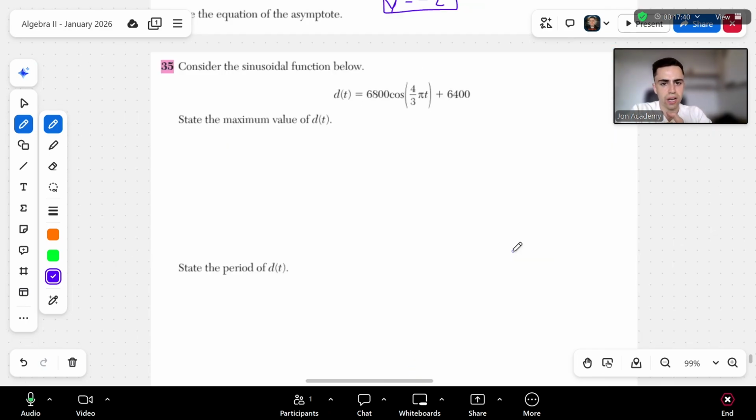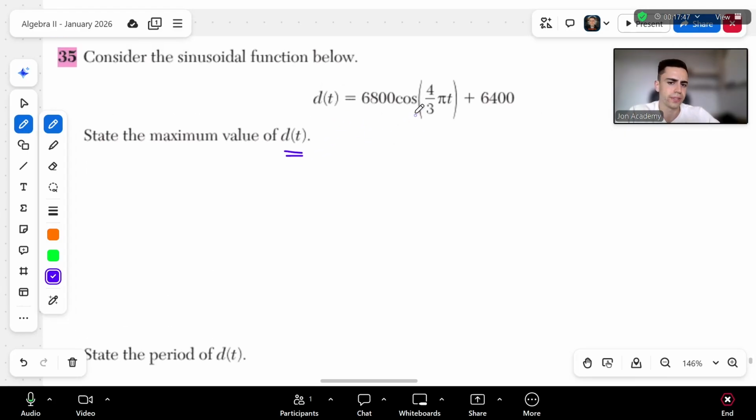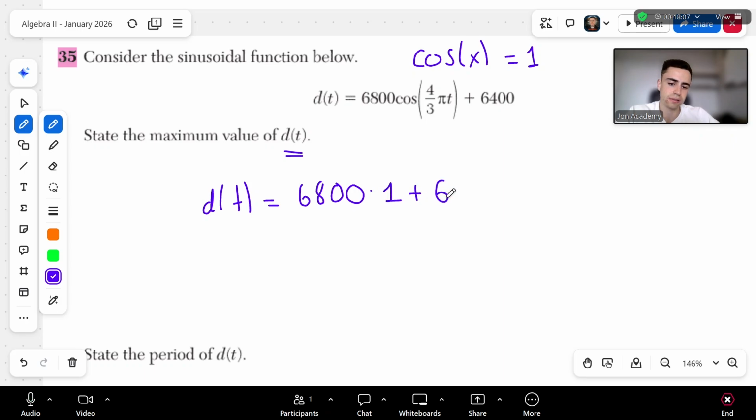Let's go with number 35, lastly. State the maximum value of d(t). The maximum value of this function, because of being sinusoidal and periodic, is going to be when the cosine of that equals 1, the largest value it can take. Therefore, d(t) is going to be 6,800 times 1 plus 6,400, and that's going to be 13,200, no? That's the maximum.